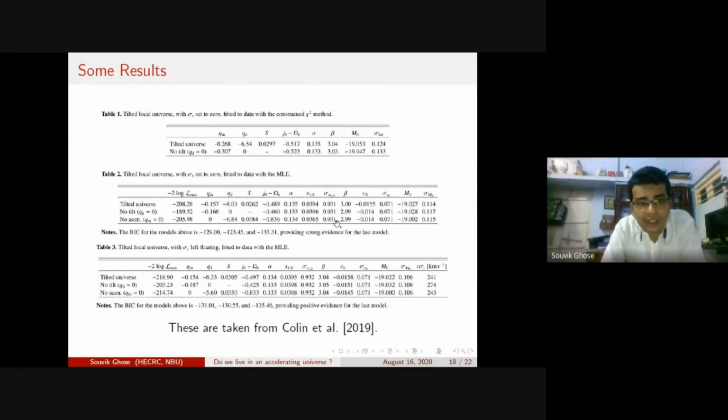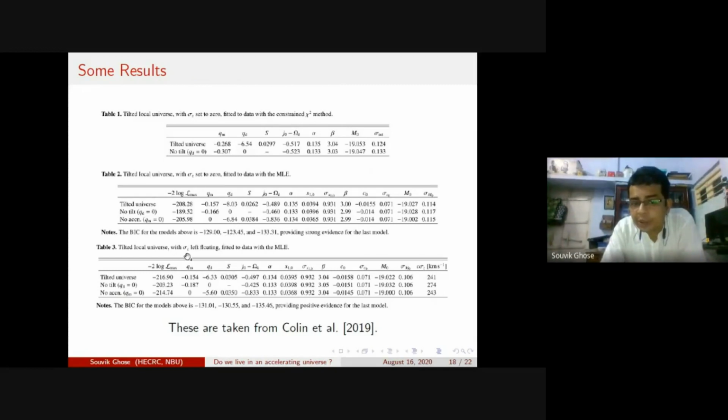These are their results. As you can see, when the dipole is considered, this log L max value, where lower is better, actually goes down from minus 189 to 208 and 205 here. This is the no tilt model, with no dipole, and this is a model with no acceleration. The tilted universe has the best fit like this. And see, the dipole term is much more significant than the monopole term. The BICs are here. That also favors the dipole term to be present in the model.